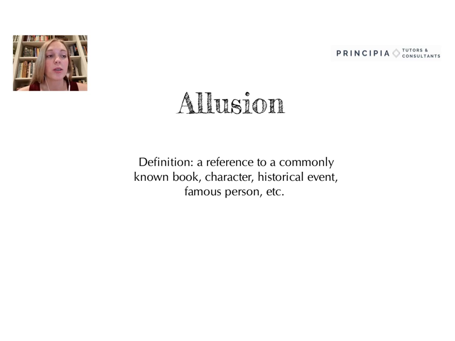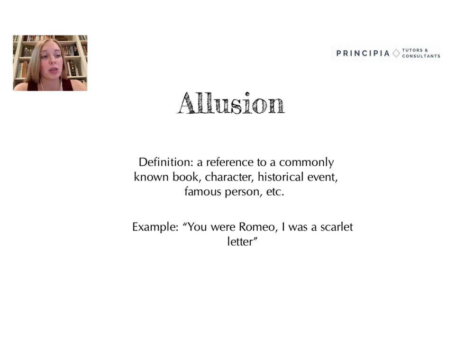An allusion is a reference to a commonly known book or character or historical event or famous person or any of those things. Often, these are going to refer to literature. So one popular example from a Taylor Swift song would be, "You were Romeo, I was a scarlet letter." We've got two allusions in this one. Romeo refers to the character Romeo from Romeo and Juliet, and scarlet letter refers to the book Scarlet Letter by Nathaniel Hawthorne.